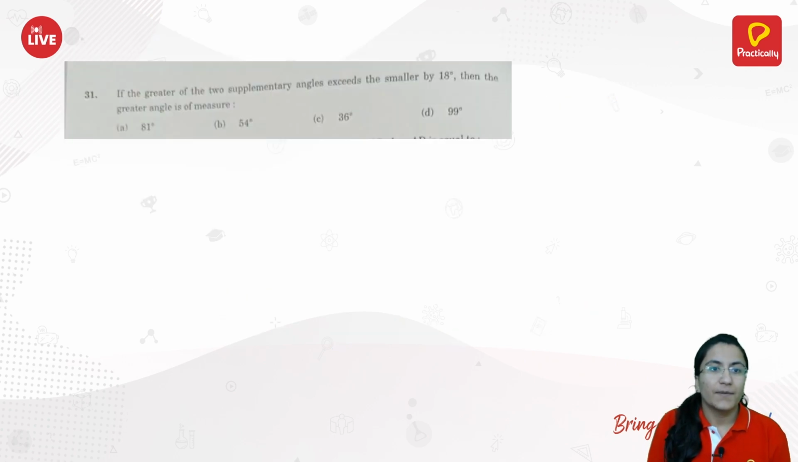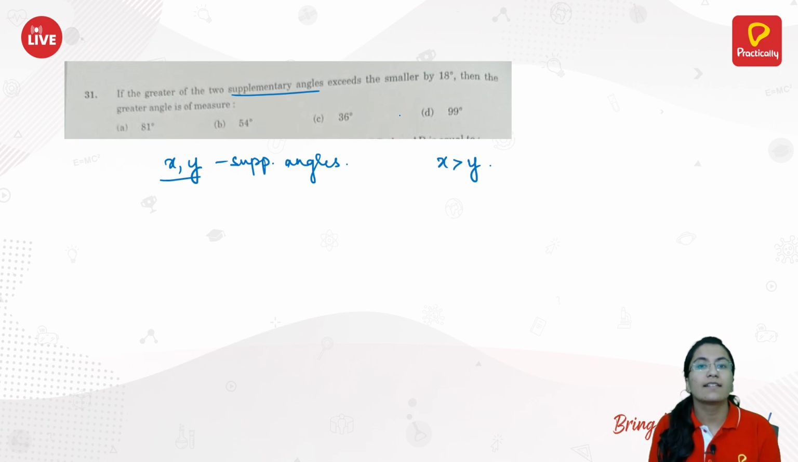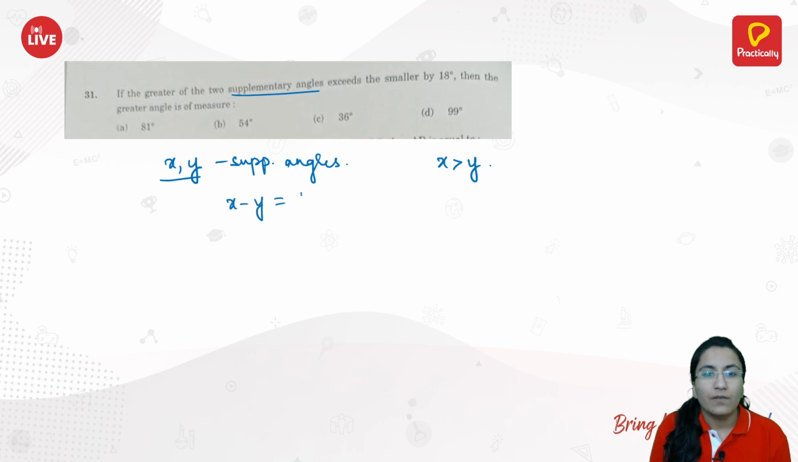Next question is, if the greater of the two supplementary angles exceeds the smaller by 18 degrees, then the greater angle is of what measure? We need to find the measurement of the greater angle. Let's just see. We have two supplementary angles. That means let's suppose that x and y are the two supplementary angles we have. And let's say that x is greater than y. If x is greater than y, then they are saying that the greater angle exceeds the smaller by 18 degrees. So x minus y is equal to 18 degrees.